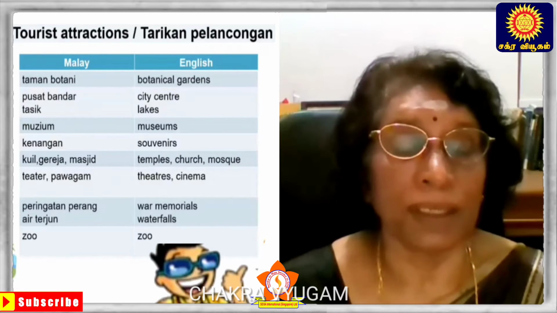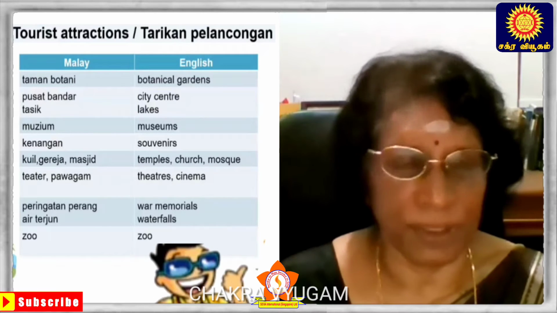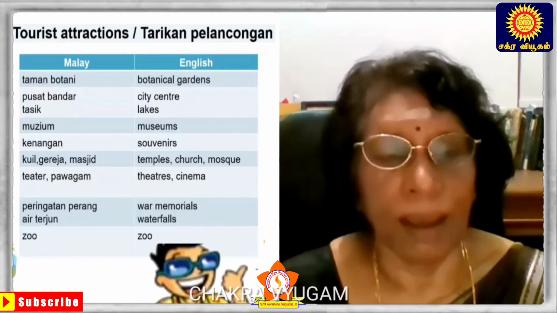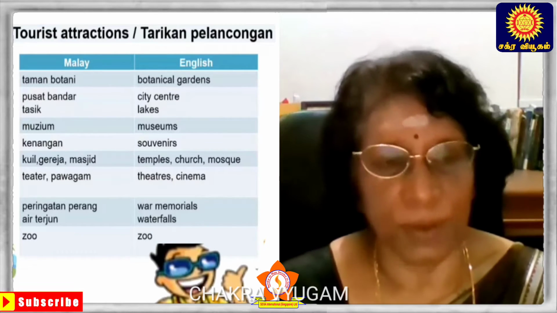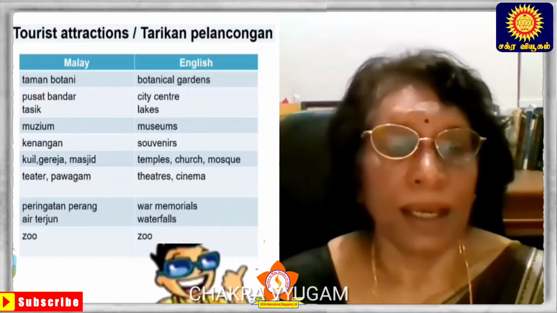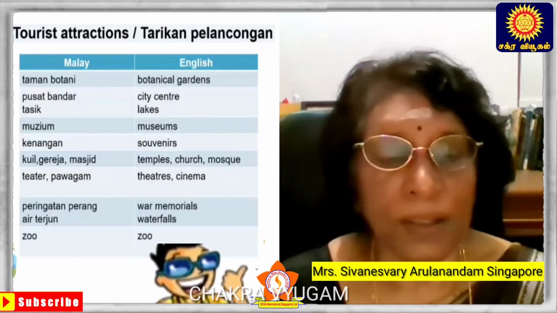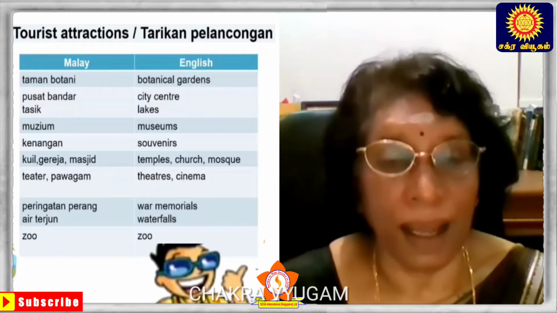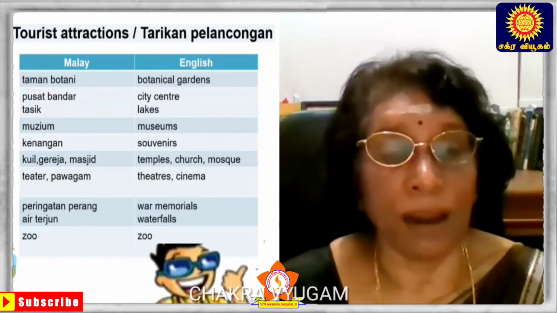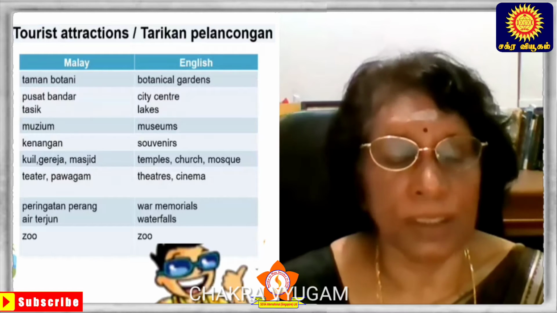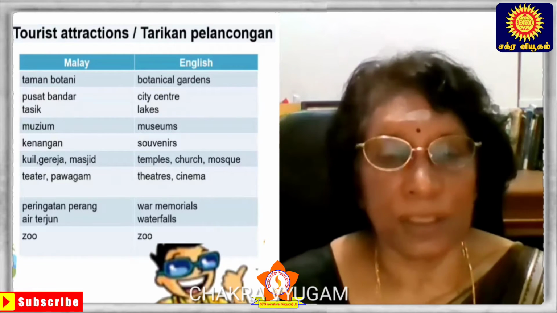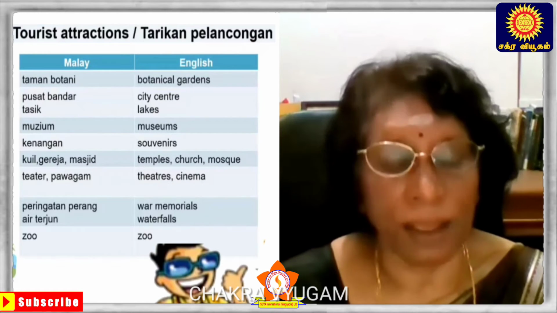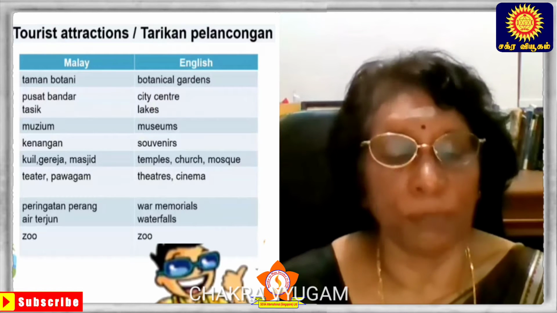Now, Pusat Bandar can be in any city. So you have to give the name of the city, or when you are in the city, mention where you want to go exactly. Museums have names. So you also need to know the name of the museum. Kenangan is souvenir. So barang-barang kenangan. If you want to buy souvenirs, you say beli barang kenangan. Okay. Now there are famous temples, churches, or mosques in different countries. So these are the words: temples for koil or kuil, gereja for church, and masjid for mosque.